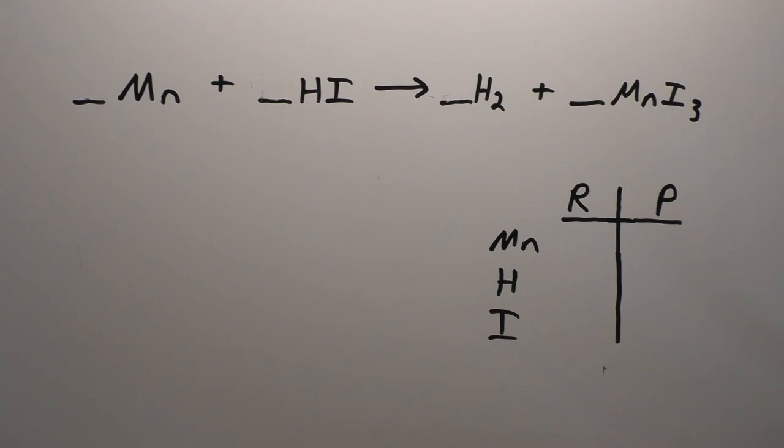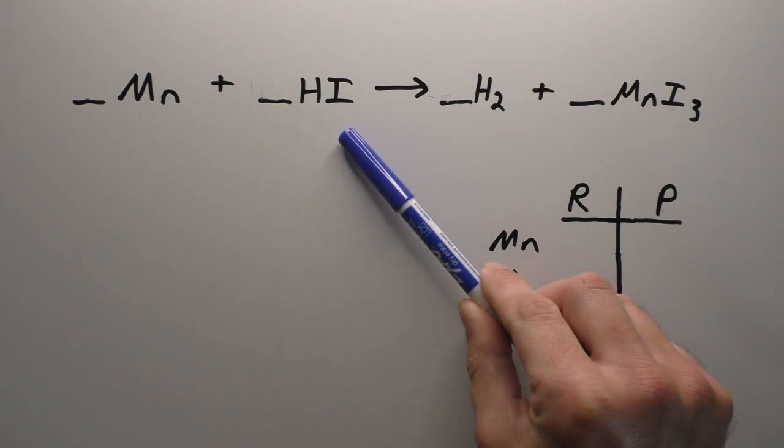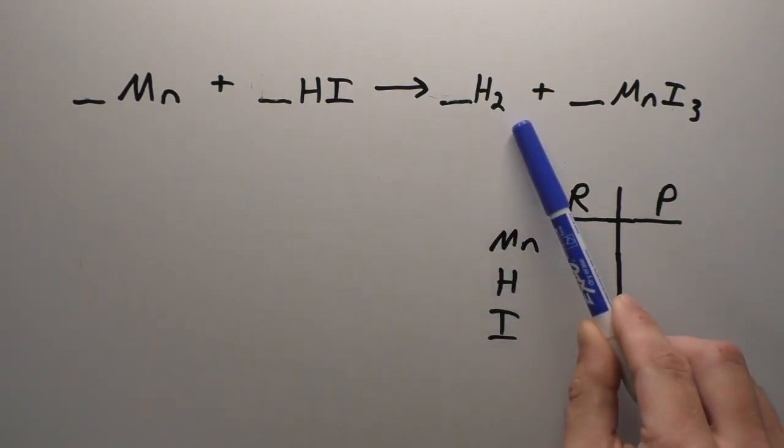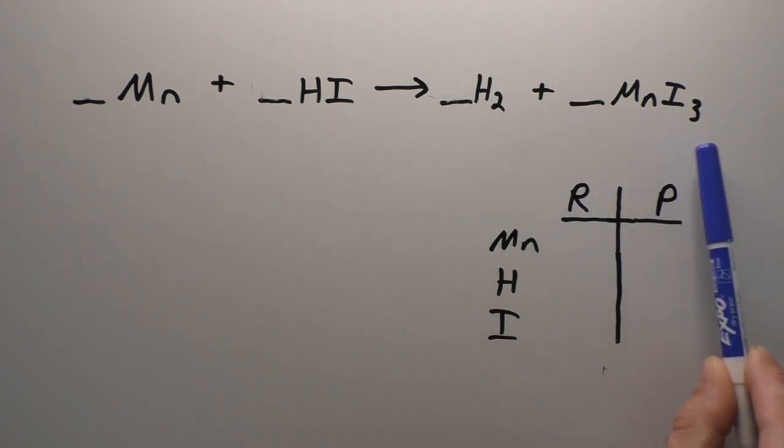So I thought we'd start with something simple, just a little chemical equation, and we're going to balance this sucker. So the equation is we have elemental manganese reacting with hydrogen iodide or hydroiodic acid, whichever you prefer, to produce elemental hydrogen, H2, and manganese 3 iodide.